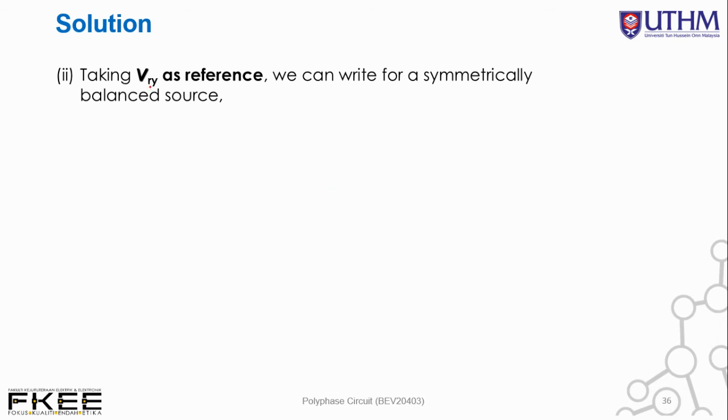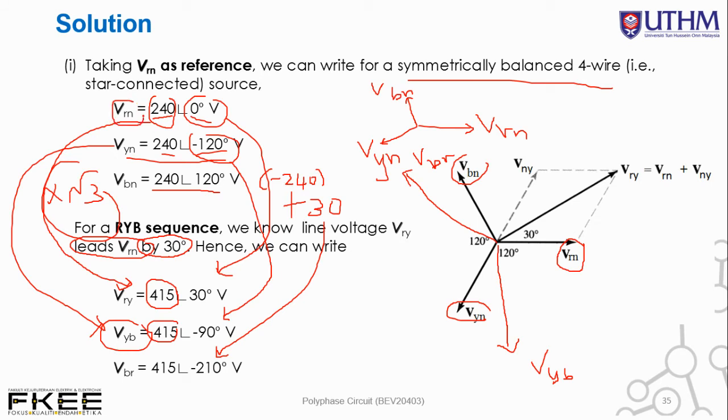And then what about taking VRY as a reference? We can write for a symmetrical balanced source, VRY. So now we change VRY as the reference with zero angle. Just now we have phase VRN with zero angle. Once we transform to line voltage, all these three, you can see the magnitude is changing, and the degree also changes.